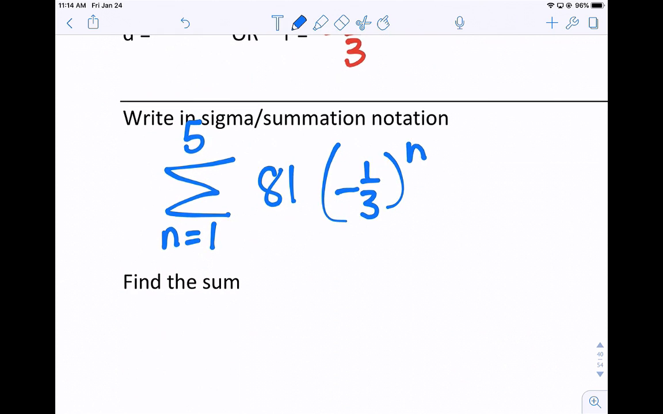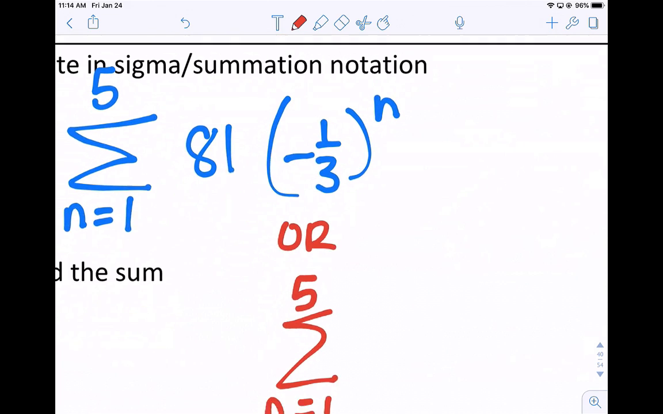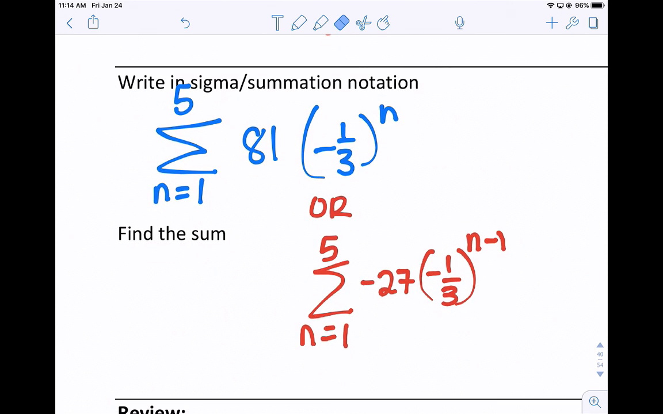So there's one way to write this, but again, we've looked at, if it's geometric, there's another way to write it. So we can say, or, again, start at the first term. But if we started at the first term, which was -27, to adjust the equation, we'll shift it right 1, and so this has to be n minus 1. So 2 ways to write this equation, which should give you the same answers in your sequence.